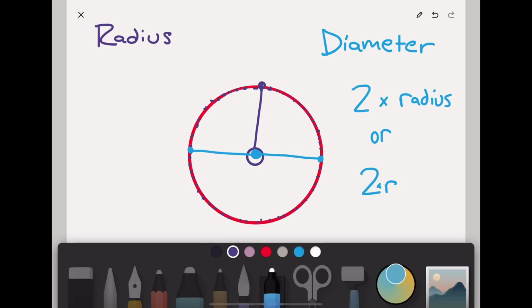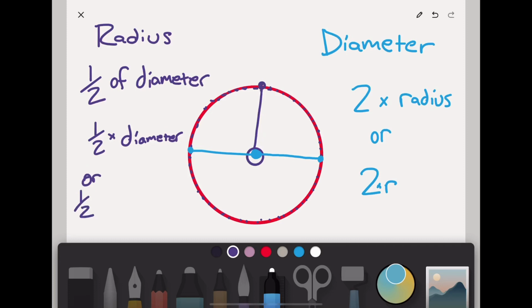And radius is related to diameter, it's actually 1/2 of diameter, as long as we're talking about the same circle. So, you could call that 1/2 times diameter. And they flip-flop. That's the whole lesson. If you want to know the diameter, take 2 times r. If you have the diameter but you need to know the radius, just take half the diameter. That's it. Now let's practice.